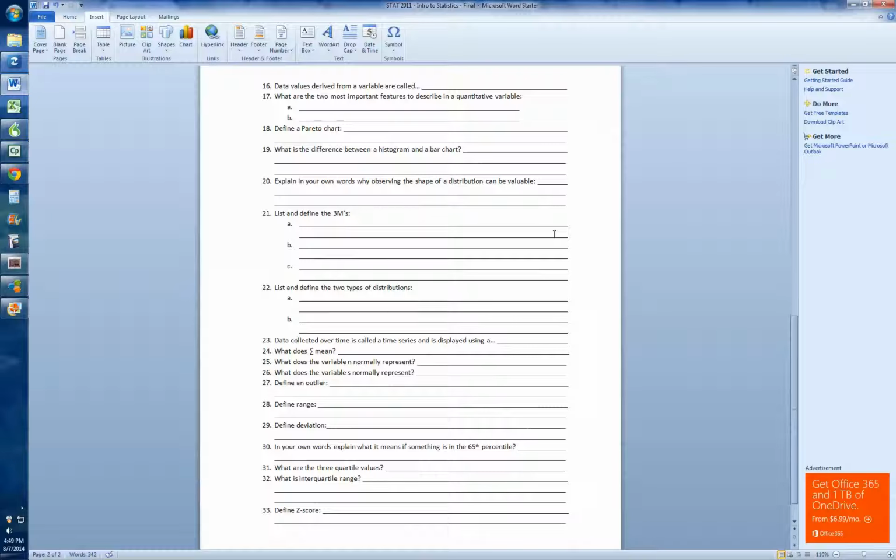Number 18, define a Pareto chart. A Pareto chart is a bar chart that's arranged from largest to smallest. A bar chart arranged from largest to smallest.